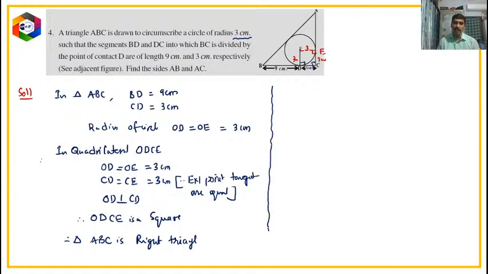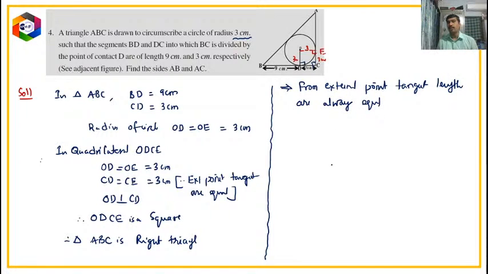And again I am going to use another important point. From external point, tangent lengths are always equal, children. So now, why? Because this is the circle which is touching this BC side at D. Therefore, BC is considered as the tangent.